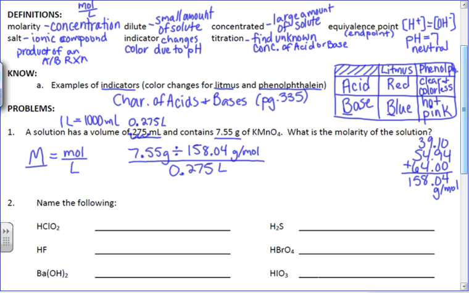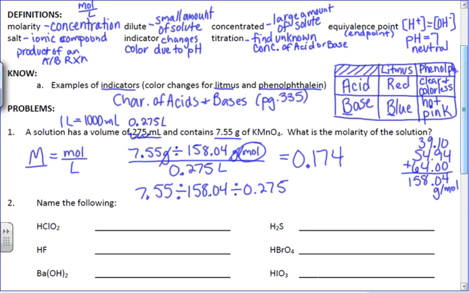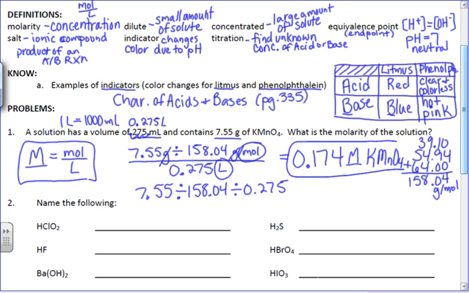And when we take a look at our units and see what cancels, grams is the only thing that cancels out. And when you type that in your calculator, you're going to push 7.55 divided by 158.04 divided by 0.275. And we end up with an answer if we round it to 3 significant places, because our smallest one has 3 sig figs. We get 0.174, and since it's moles over liters, remember that's going to be the same thing as our capital M that's underlined, and that's going to be of KMnO4. So the way you would read that is 0.174 molar potassium permanganate.